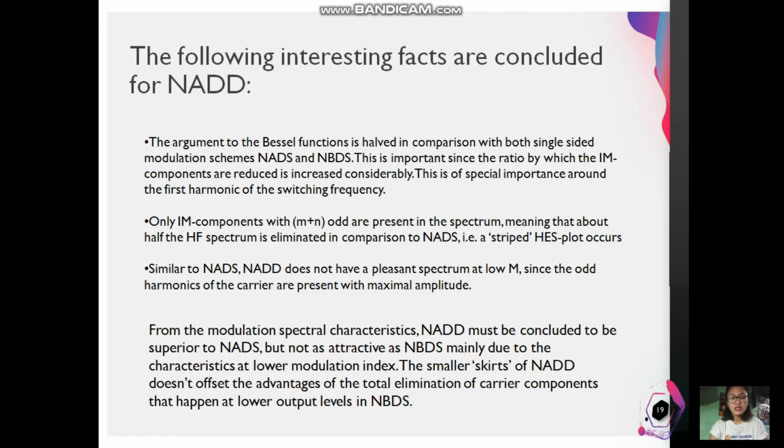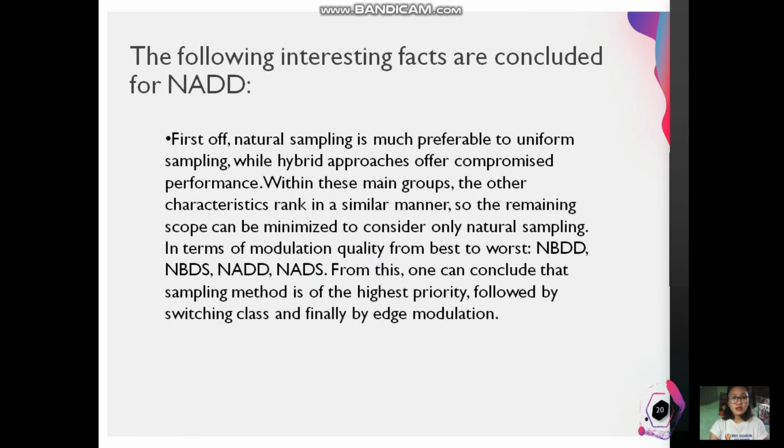output levels in NBDS. First off, natural sampling is much preferable to uniform sampling. While hybrid approaches offer compromised performances within this main group, the other characteristics rank in a similar manner. So the remaining scope can be minimized to consider only natural sampling. In terms of modulation quality from best to worst, we have NBDD, NBDS, NADD, and lastly NADS. From this, one can conclude that sampling method is of the highest priority, followed by switching class, and finally by edge modulation. And with that, this ends our discussion.